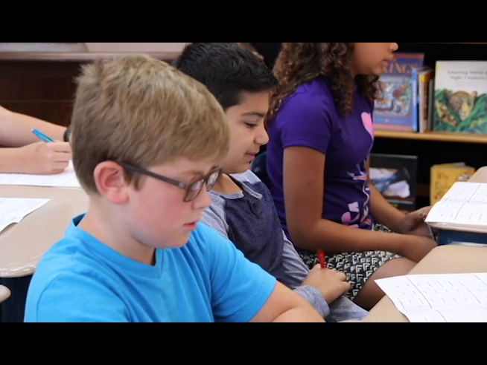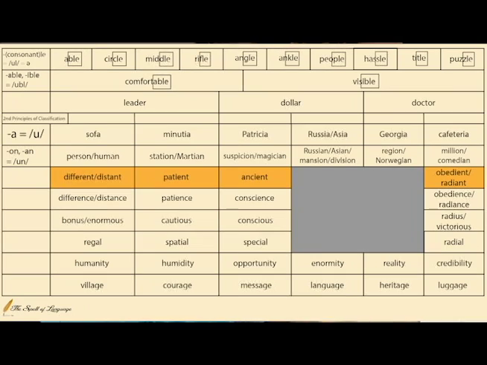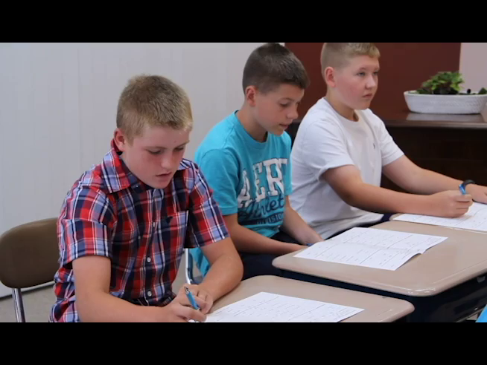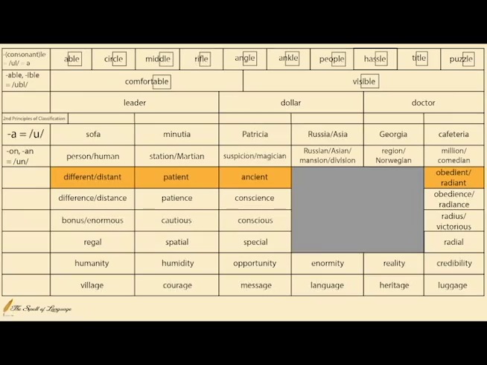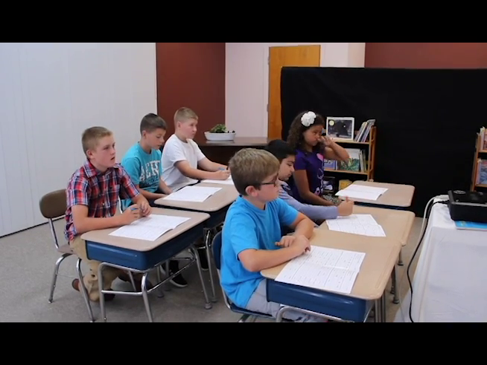Different, distant, patient, ancient, obedient, radiant. How can we classify those? How can we group those? What do they have in common? John? E-N-T and A-N-T. Excellent. E-N-T and A-N-T.